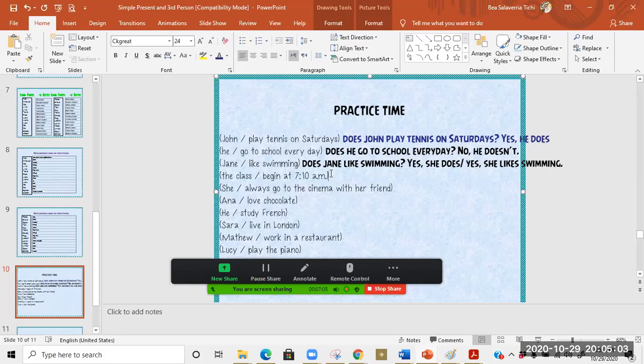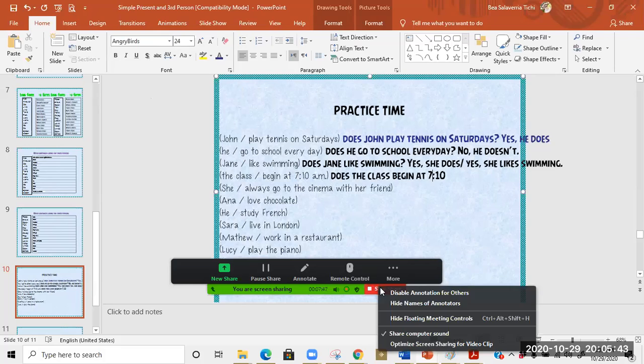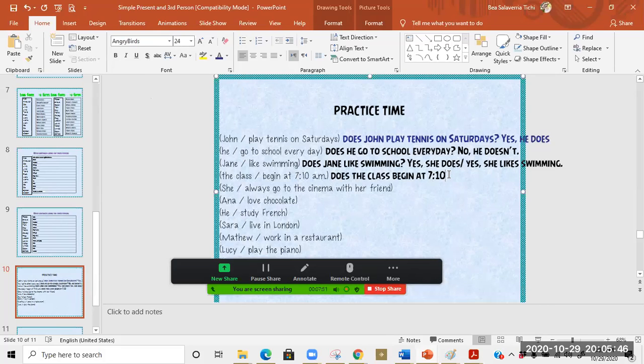Our next one. The class begins at 7:10. The class is third person. Does the class begin at 10 past 7? Very good. Hay dos maneras: 10 past 7 or 7:10. Either is correct. Okay, let's go with the next one.